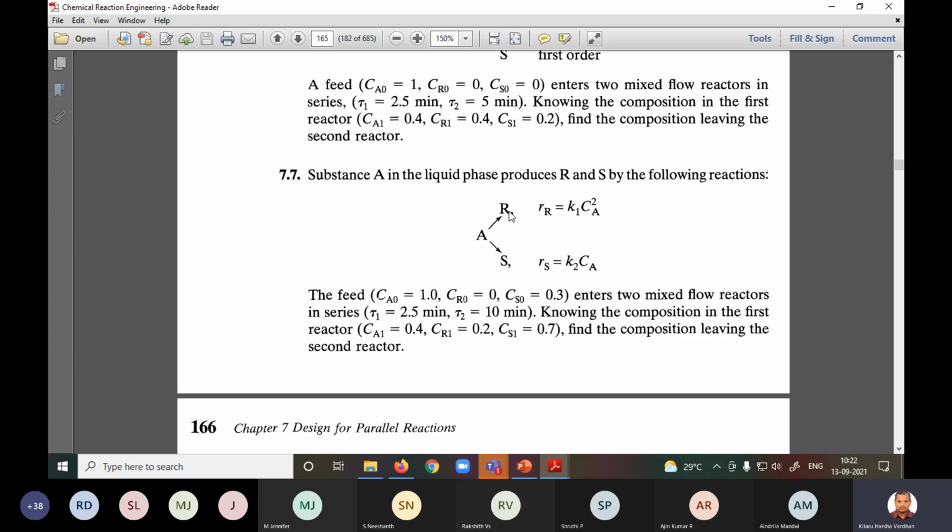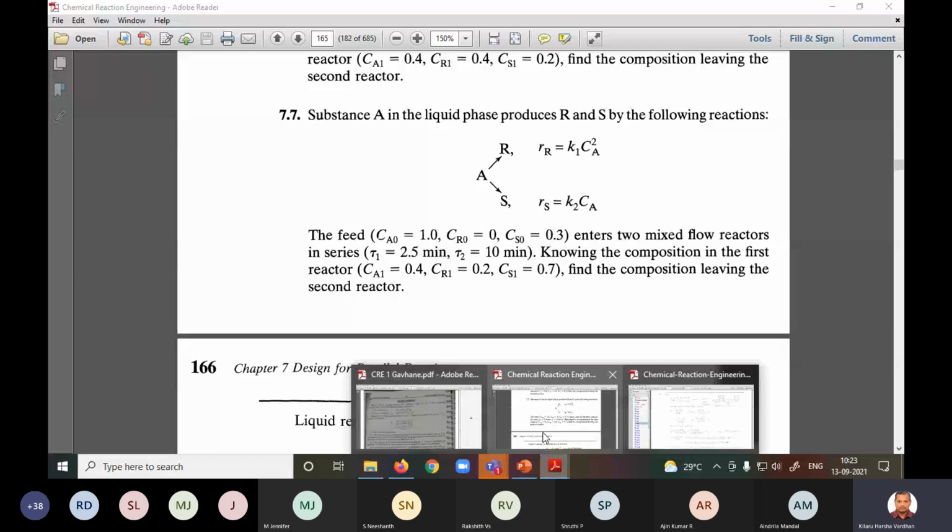In 7.7, R and S are given. The formation of R is given, and the formation of S is given. The feed is Ca0 is 1, Cr0 is 0, and Cs0 is 0.3. Initially there is 0.3 of S. It enters two mixed reactors in series, which have tau1 and tau2. The composition in the first reactor is also given. Find the composition leaving the second reactor.